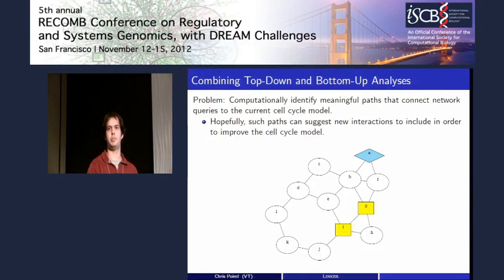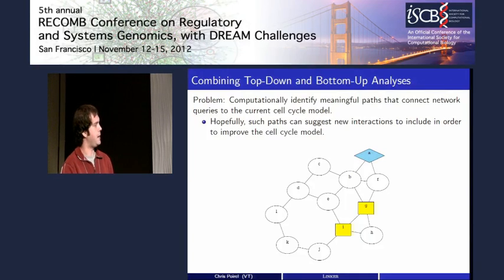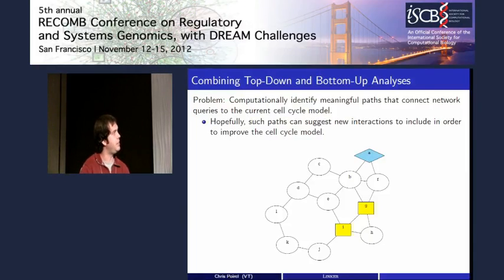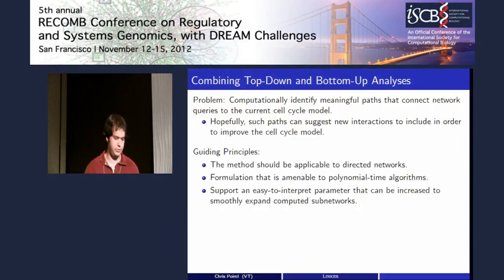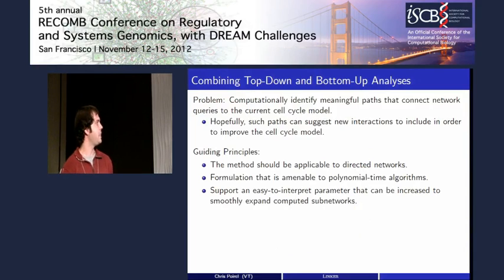I didn't want to show you one of those hairballs that you can't really learn anything from. Here, what we've done is mark the proteins that are in, for instance, the cell cycle model. And this would represent the query that we want to include in the model, but we're not sure exactly how it connects back to the cell cycle.